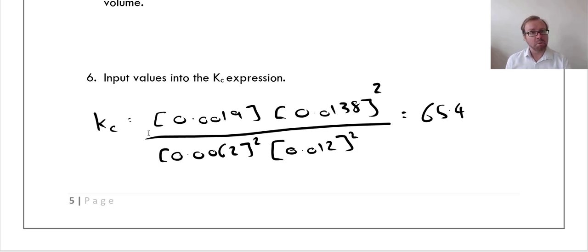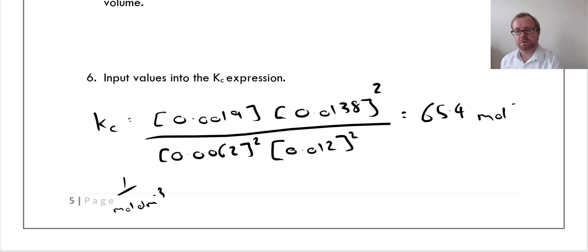Now I need to work out my units. I have 1 mol dm^-3 up here, 2 here, so that's 3 mol dm^-3. I have 4 down here, so that would be 1 over mol dm^-3 once I've cancelled all these out, which, flipping this round, must mean my units are mol^-1 dm^3.